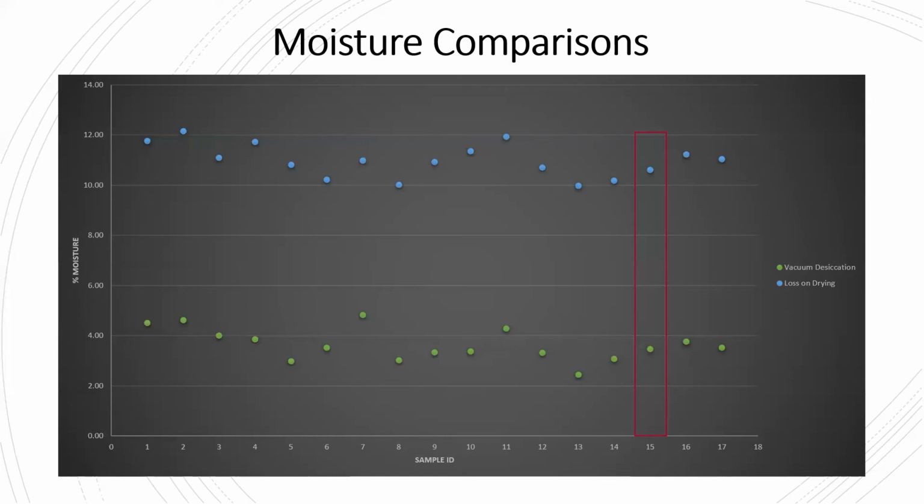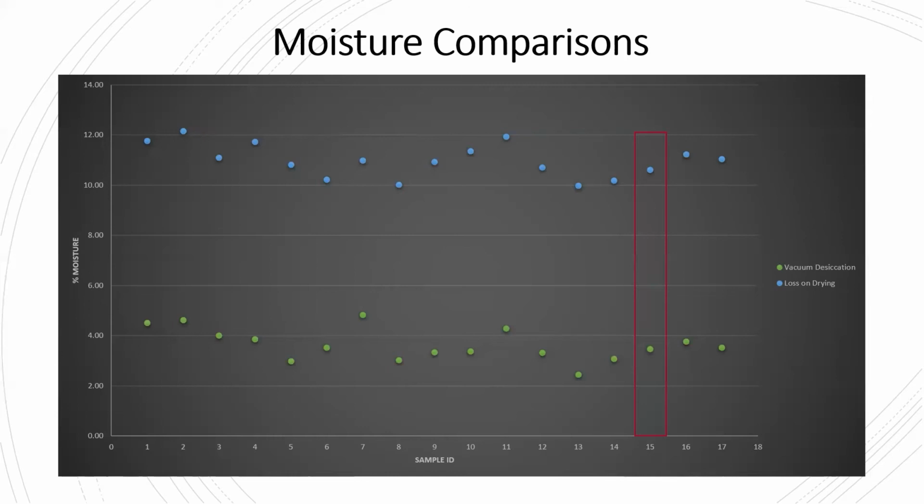In order to better explain the reasoning behind the use of vacuum desiccation for this type of product, the potency and terpene data will be used to show that the loss on drying methods lose more than just water from the sample. As a result, the percent moisture values that are traditionally reported in the industry are skewed high. I would like to mention that you will probably notice that I have used a red box to outline sample 15. Throughout the rest of the presentation, we will be using this sample as an example.